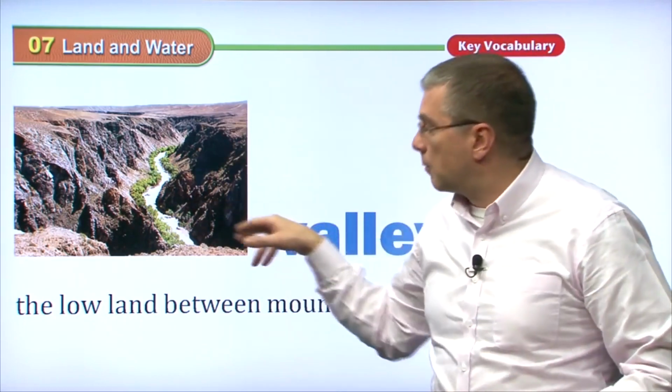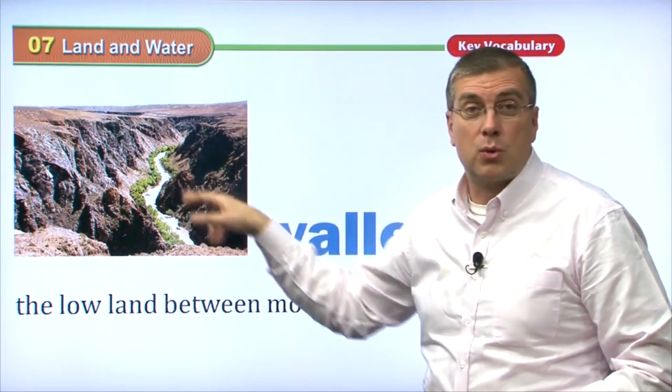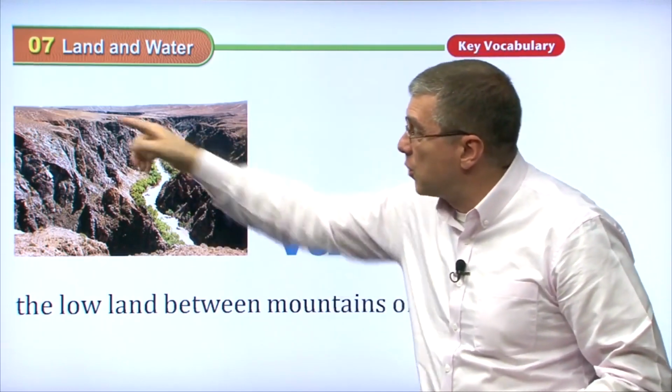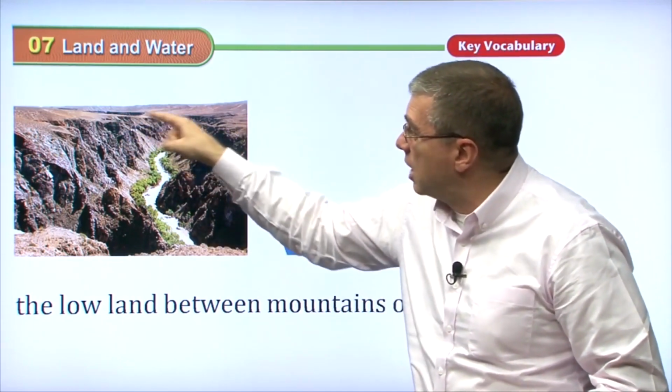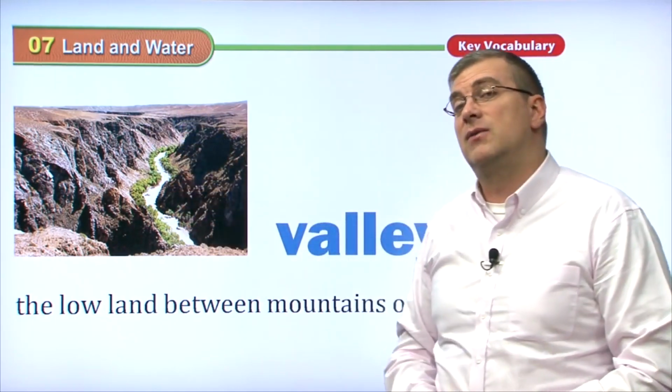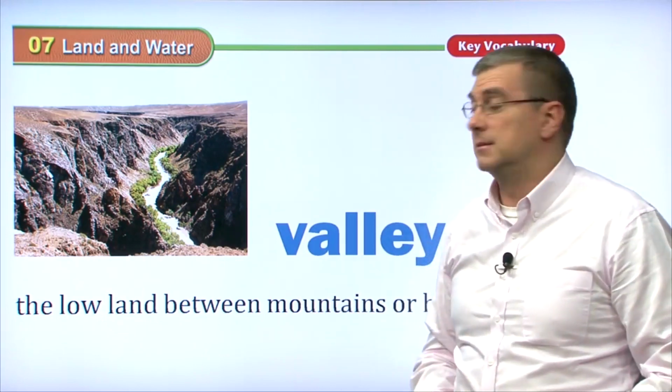Some valleys can be very beautiful, right? You have lots of trees. You usually have a river running through the valley because the river is what created the valley. The water cut through, and that's very obvious in this picture. The water actually cut through the ground and made this valley. So that's a very interesting feature of the land.